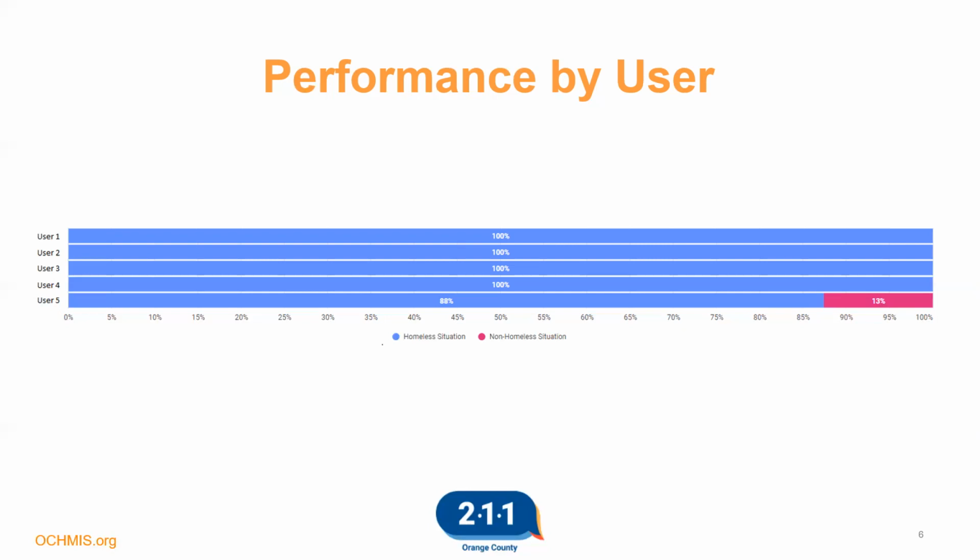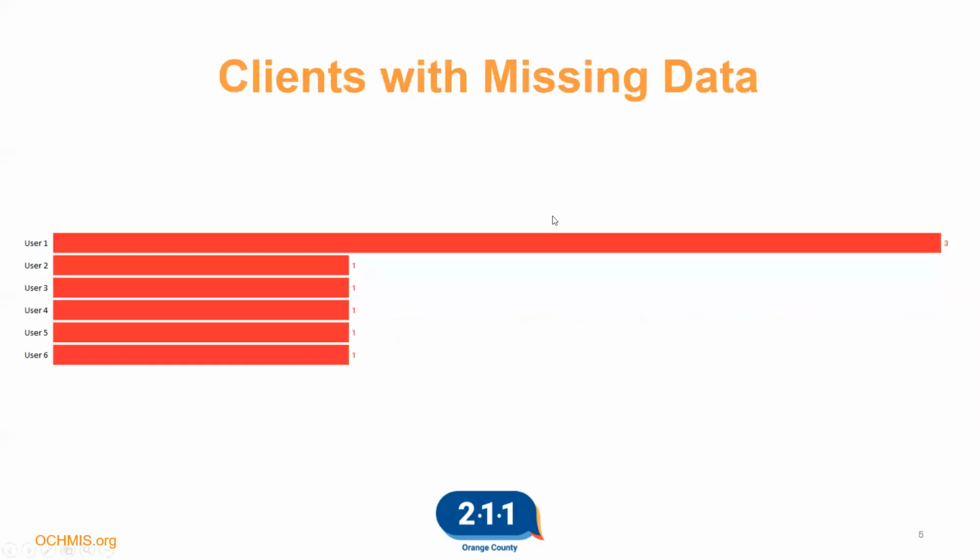For option 3, the clients with missing data, it looks at how many clients each user has that has missing data. So would that count one client if it's missing several points of data, like date of birth or social security number? Would that count as 1 or 2 clients? This is counting one client, even if they have a bunch of missing data.